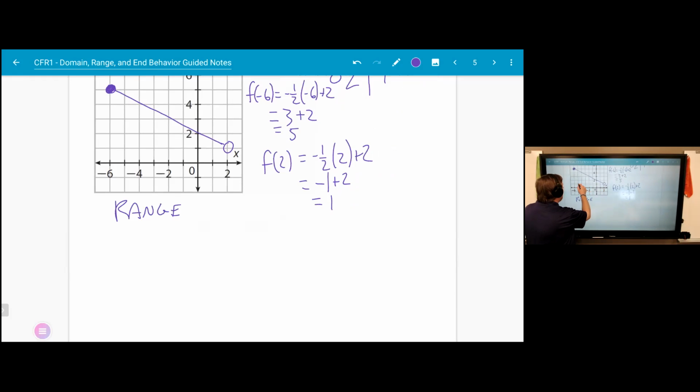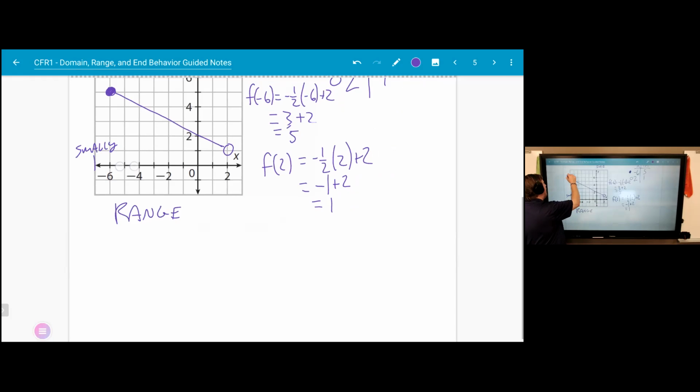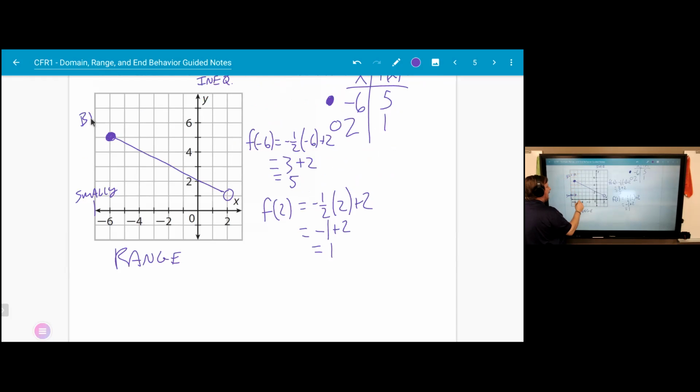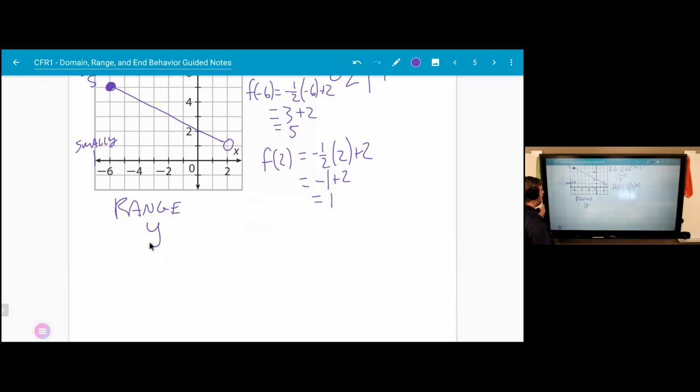My smallest y value, small y, is 1. My biggie, my big Y, is 5. This is included. This is not included. Sorry, the 5 is included. The 1 is not included. My lowest value, again, I'm dealing in y now. My smallest value is 1. My biggest value is 5.